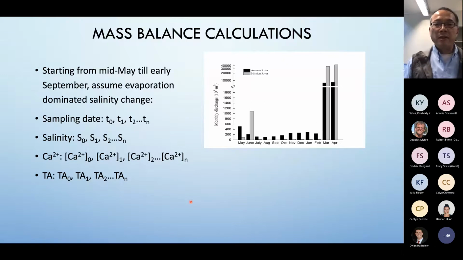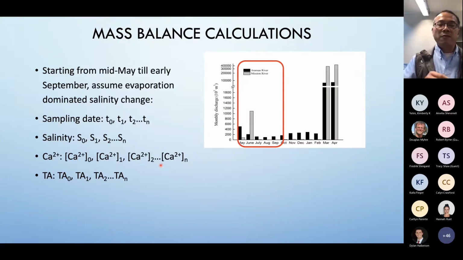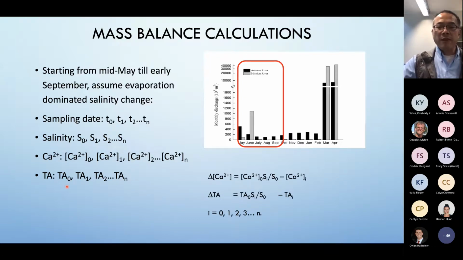From May till early September, there is very little river coming out, so we took each station and considered the water stagnant, from time 0, time 1, time 2, time 3, all the way to time n. We also accounted for salinity change, because this increase in salinity shows the evaporation effect. Because we measure calcium all the time, and we also have the alkalinity, basically what we did was correct for the salinity change and calculate how much calcium change corresponds to how much alkalinity change. Then we put the two parameters together to see whether we can see any kind of stoichiometry.